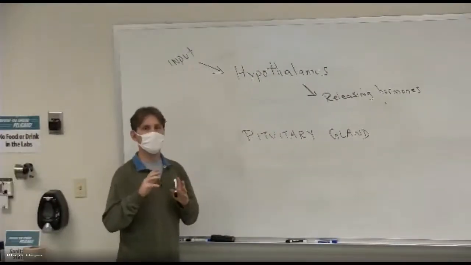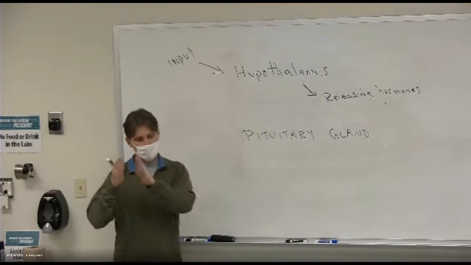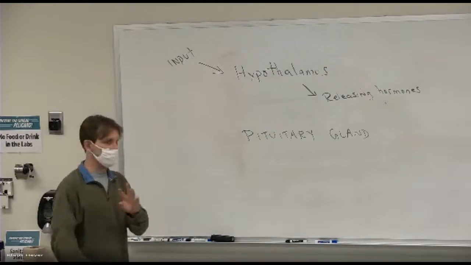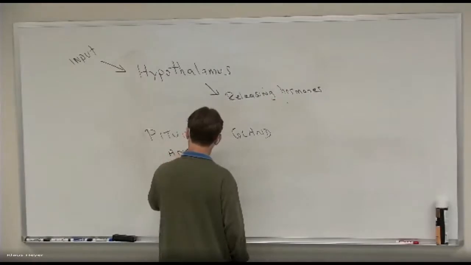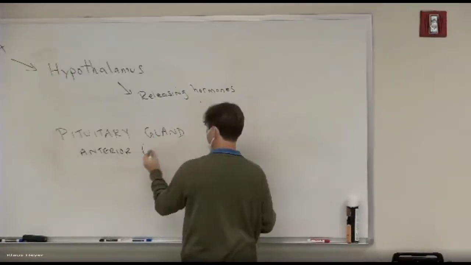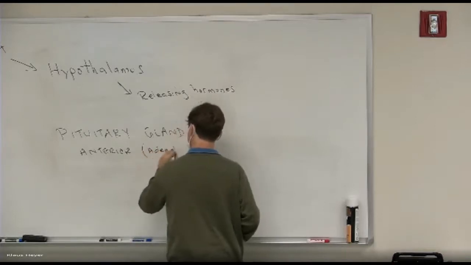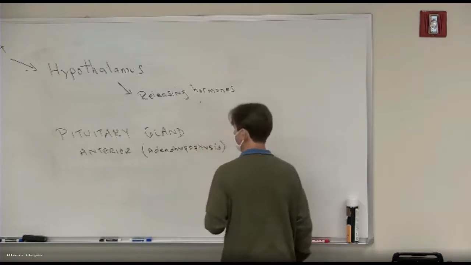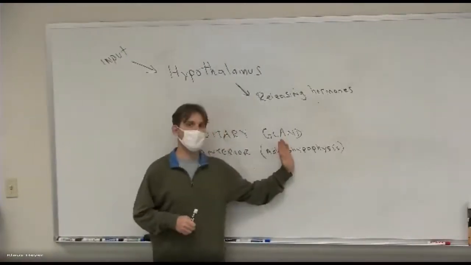If you look at the pituitary gland, it's right next to the hypothalamus, and it's got two lobes, an anterior lobe and a posterior lobe. So we can divide the pituitary into two lobes, anterior and posterior. Anterior has another name. In fact, the pituitary gland has another name too, just in case you see this word. We call it the hypophysis.